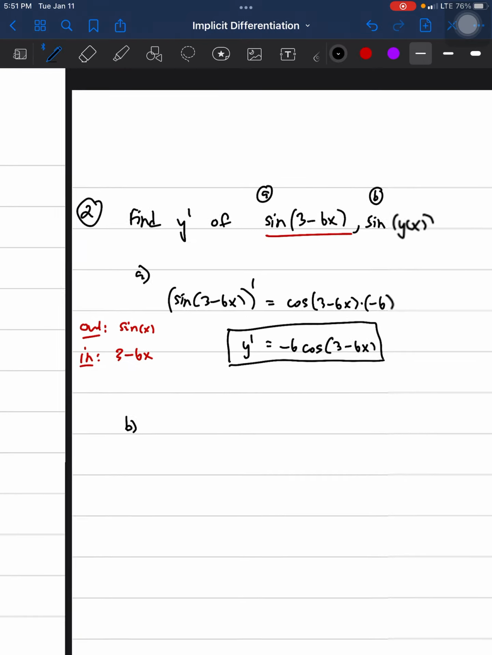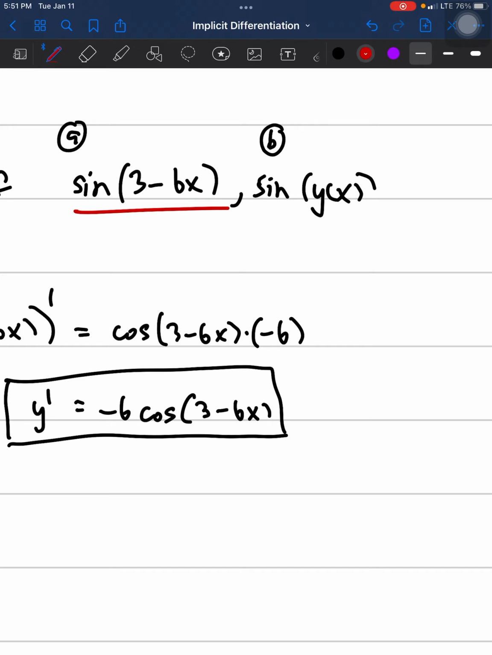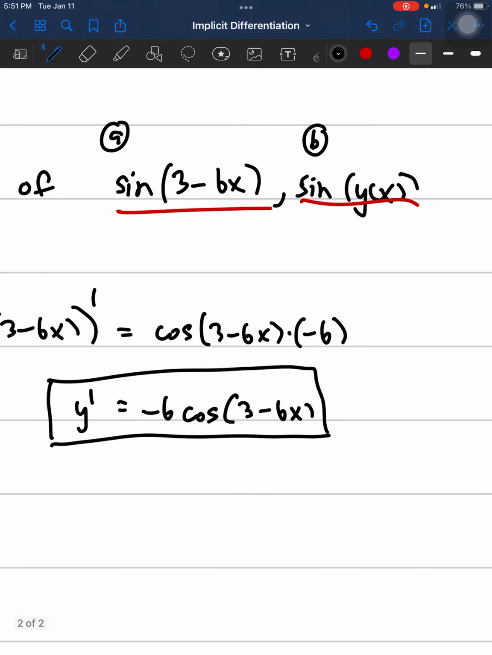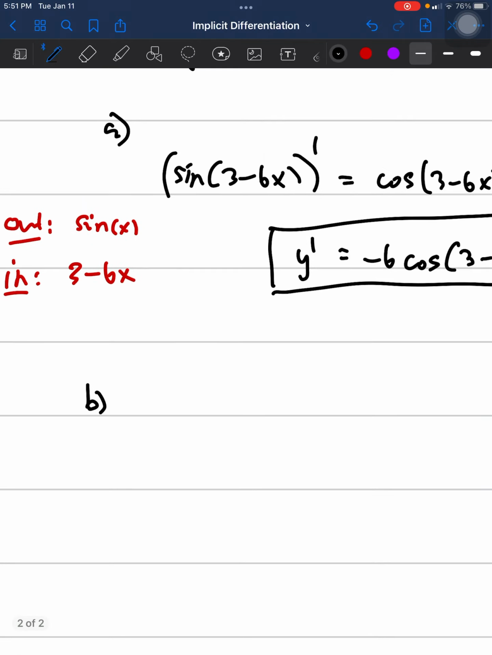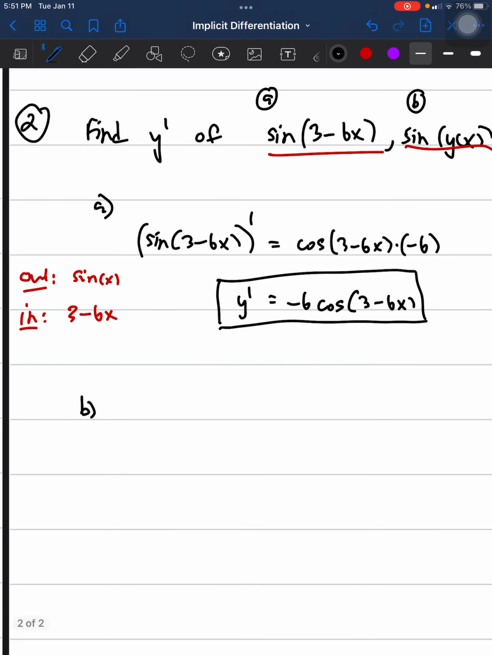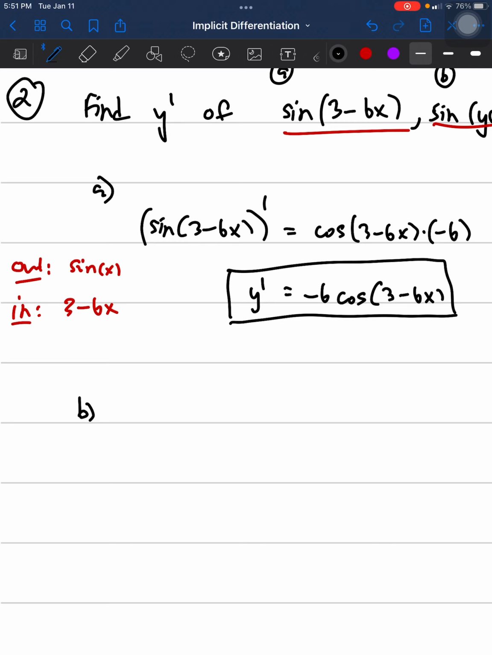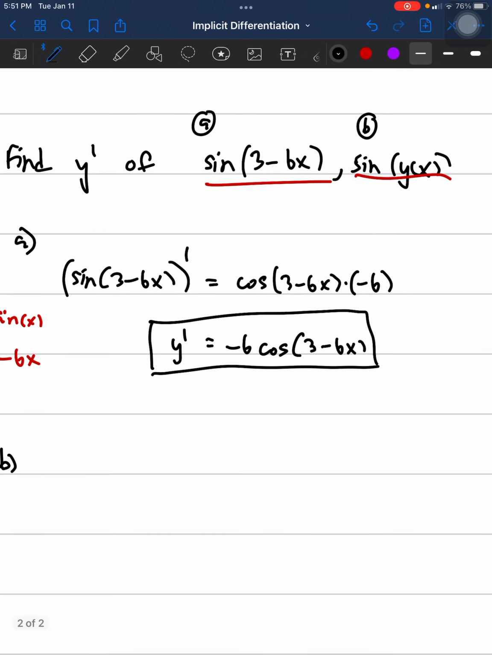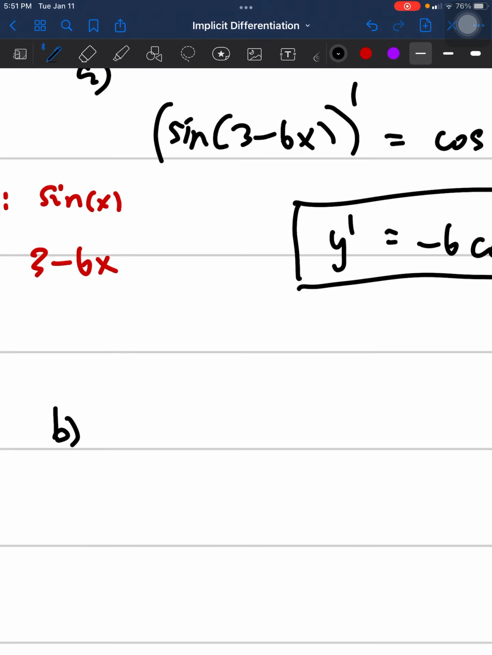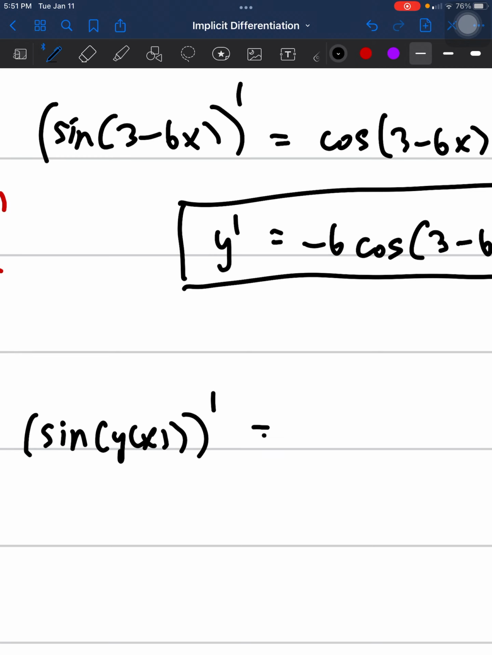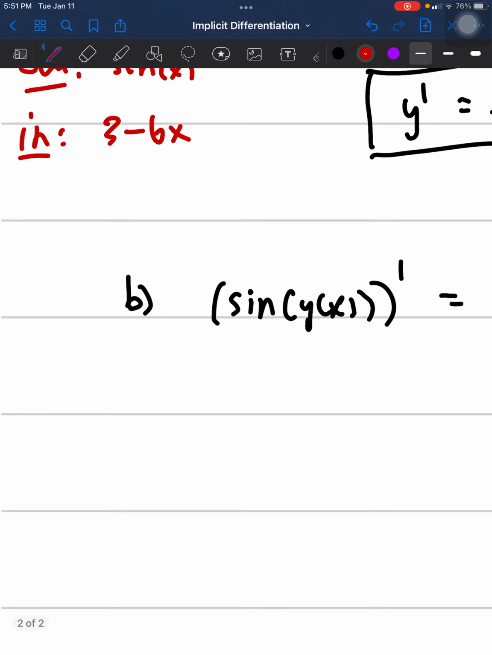Now part B says to find the derivative of sine of y of x. So this is a more generalized way to actually solve this problem, and it's just asking you to give a general formula for solving for sine of y of x. So let's do that. Sine of y of x.